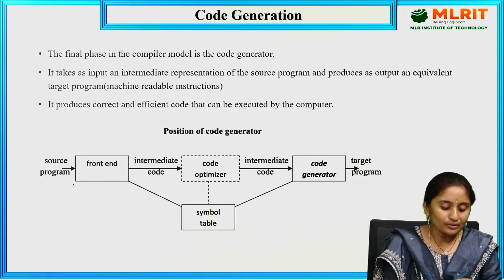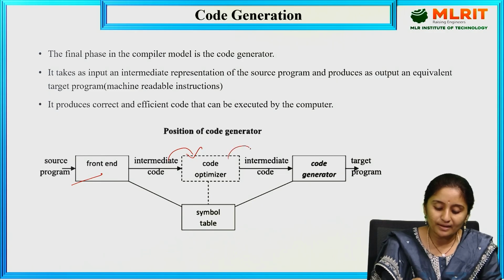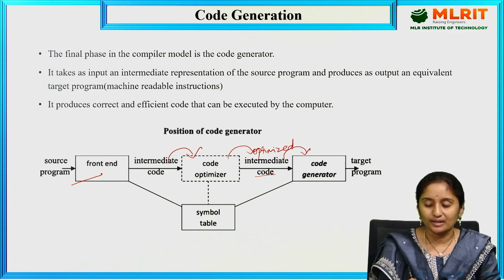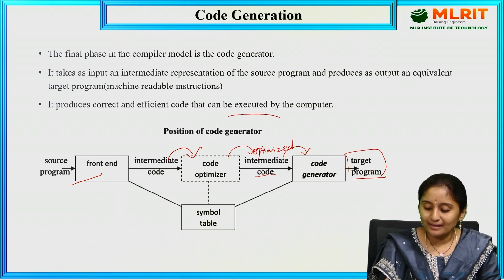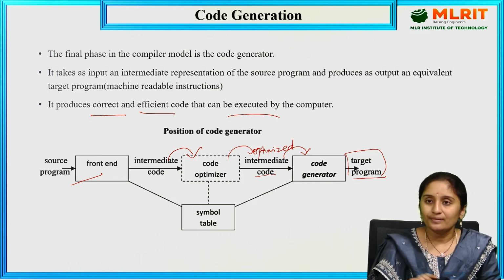Here the source program is given as an input to the front end, and the front end generates intermediate code as an output. The intermediate code is given as an input to the code optimizer. The code optimizer generates the output as optimized intermediate code, and this optimized intermediate code is given as an input to the code generator, and the code generator generates the target program. That is the final phase, which gives the output as executable code. The target program generated is error free, correct, and efficient.